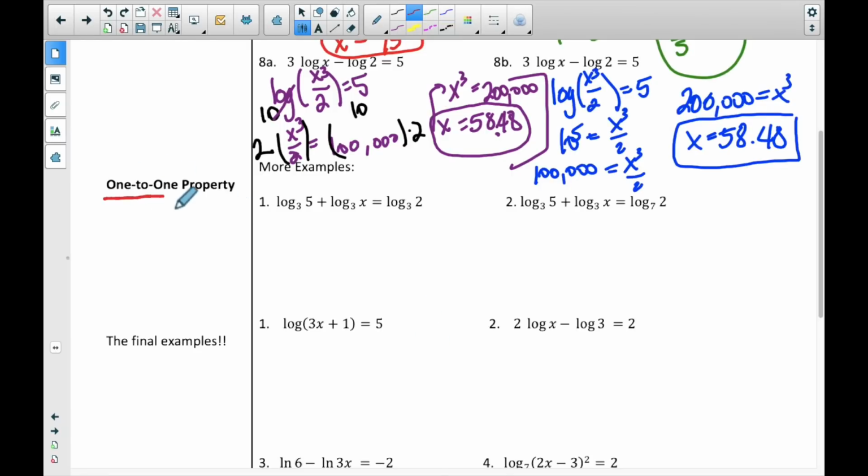One of the examples is the one-to-one property. Actually, a couple examples are the one-to-one property. So I can combine these. Go ahead and combine these and see what you get and see if you can figure out how to solve this. I bet you can do it.